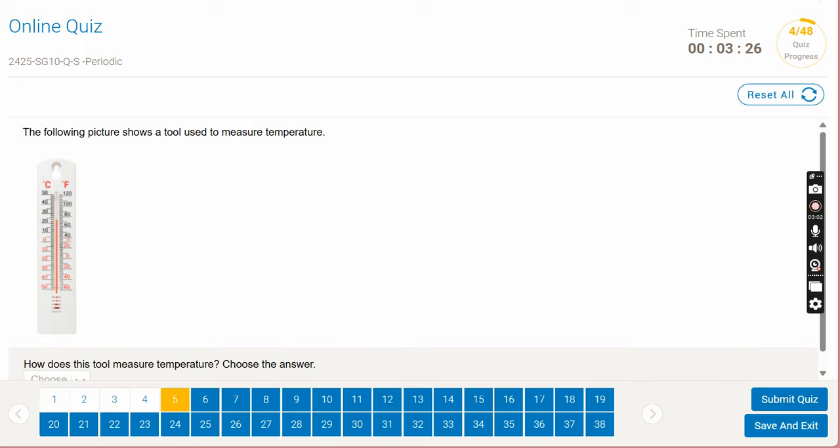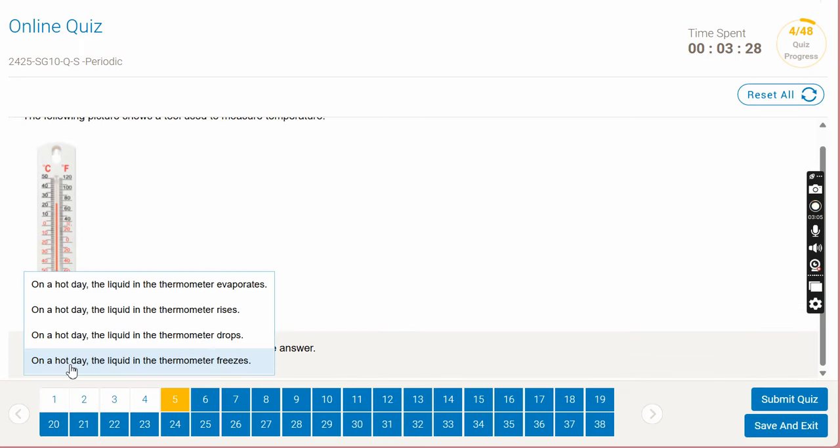The next one: how does this tool measure temperature? The liquid inside expands. Remember, whenever you heat something, it gets bigger. That's the same process in the thermometer. Whenever it heats up, it checks the temperature of your body, to see if the person is sick. So what happens is the liquid inside goes up.